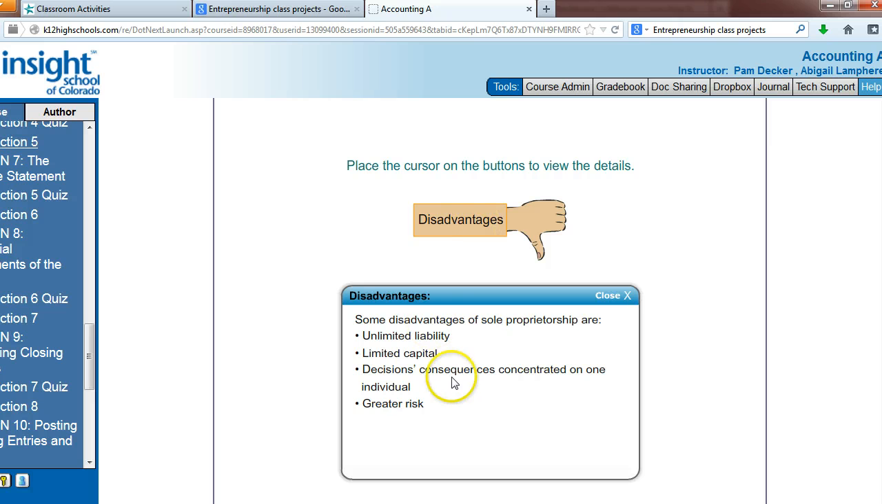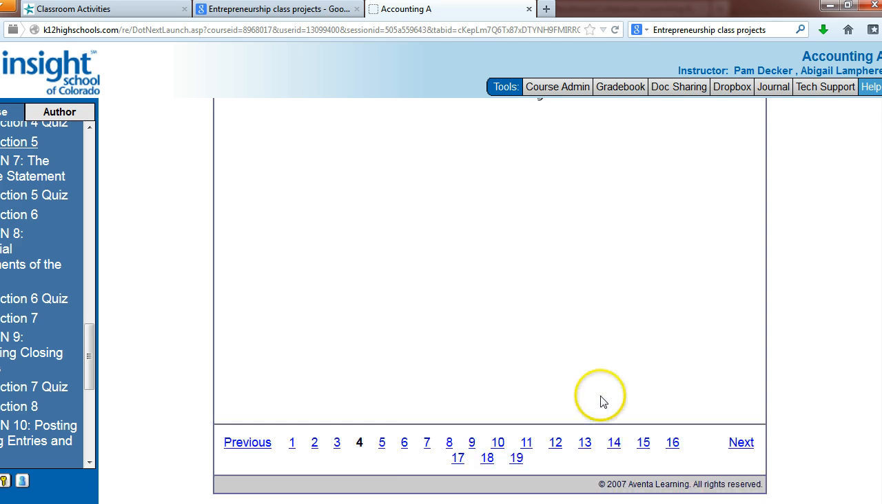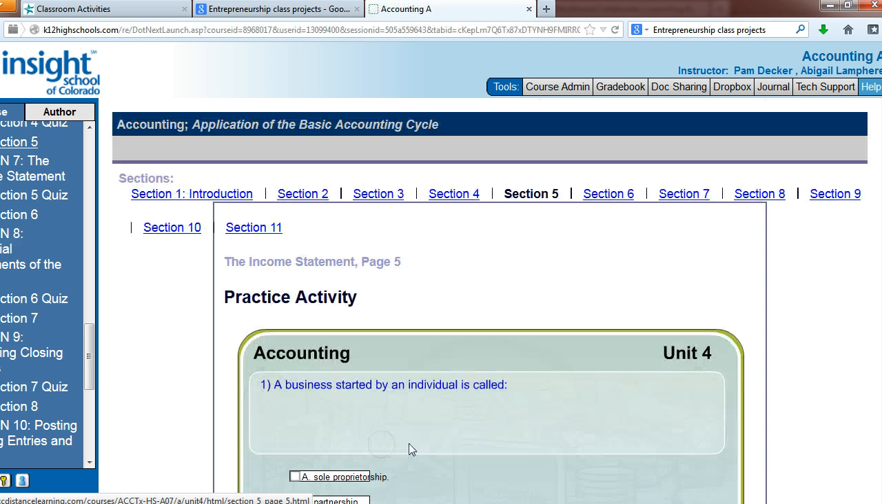Disadvantages: unlimited liability. So again, if the business incurs a lot of debt and gets into trouble, you personally are financially responsible for that business. Limited capital, meaning the capital resources or the money coming into the business to get it started is coming from you. There's not multiple investors, it's just your money going into the business. Decision consequences are concentrated on one individual, so all the decision making comes to you, all the risk relies on you, so it can be a little more stressful.